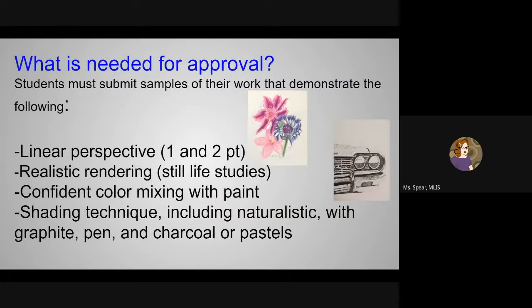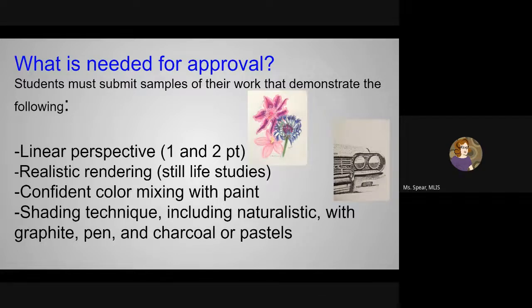So students should submit samples of their work, and the expectation is that they can do the following. They understand the concepts of linear perspective, both single-point and two-point linear perspective, that they can do observational studies, specifically still lifes, that they understand color mixing with paint, and that they understand different lighting and shading techniques, chiaroscuro, including naturalistic techniques with an identifiable light source, using graphite, pen, charcoal, or pastels.